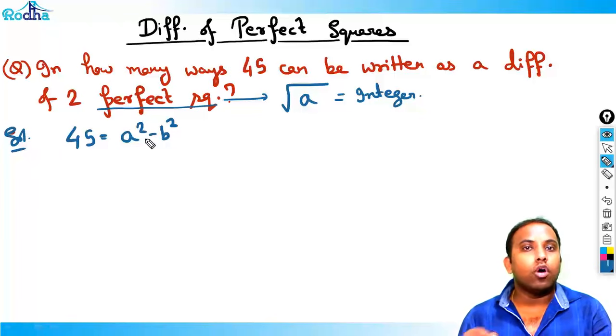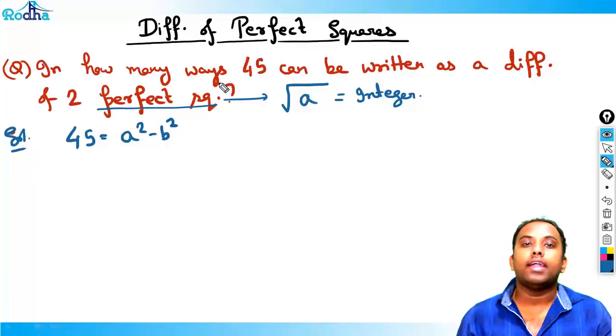Now we'll discuss all the concepts about it, and at last we have a tremendous shortcut. We can solve this kind of question literally in 4 to 5 seconds. But before that we'll see all kinds of concepts, because concept building is important. And then we'll see the shortcut. So 45 equals a square minus b square.